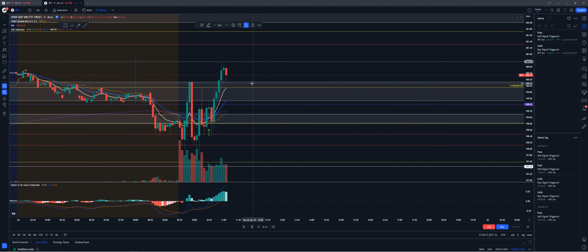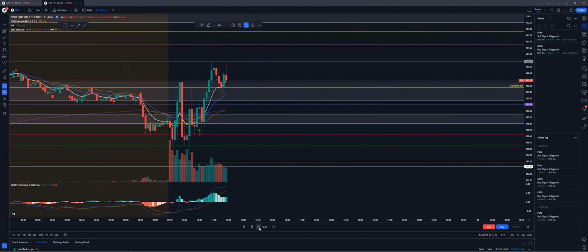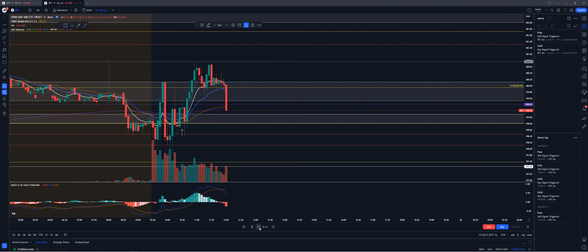And my stop on this one was just closing back within this demand zone, and unfortunately that happened. So I took my loss. And at this point I was down 6% on my account, which was pretty upsetting. We get some more consolidation.